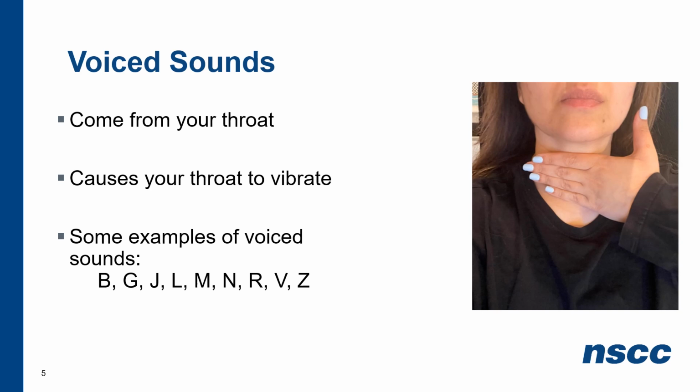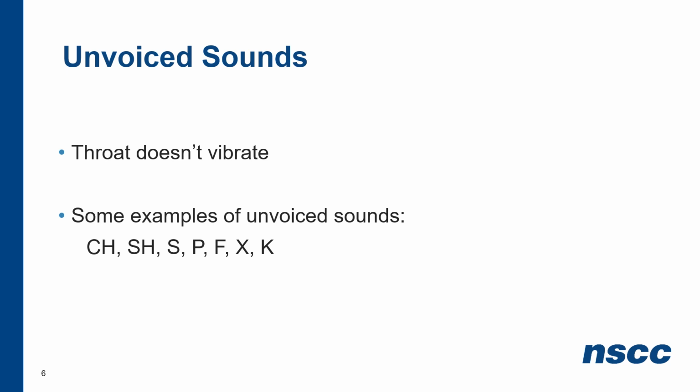Some examples of voiced sounds include B, G, J, L, M, N, R, V, and Z. Unvoiced sounds are different. Your throat doesn't vibrate when you make these sounds. The effort is coming from the mouth, including lips, tongue, and teeth. Some examples of unvoiced sounds are ch, sh, S, P, F, X, K. Repeat these sounds and think about what your mouth is doing when you make these sounds.